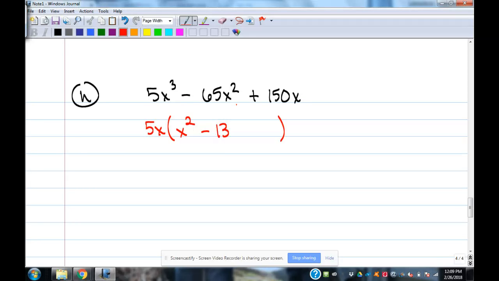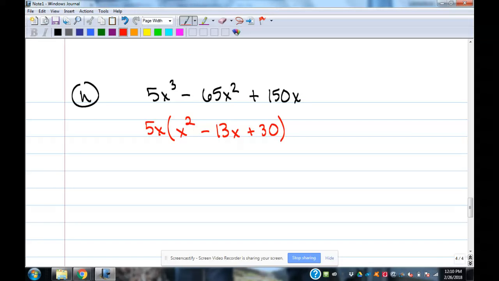65 divided by 5, because you're pulling the GCF out, so you're basically dividing by that number in front. So that's where the 13x comes from. What times 5 gives me 150? 30. Okay, so we factored it so far. This one is definitely not what we would call prime, because we were able to factor it in some way. If you can factor it in any way, it's not prime.